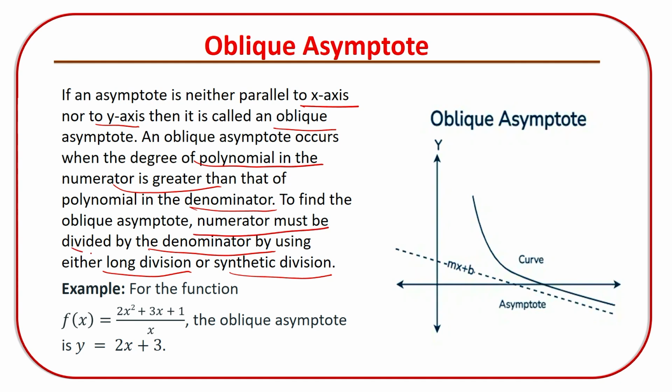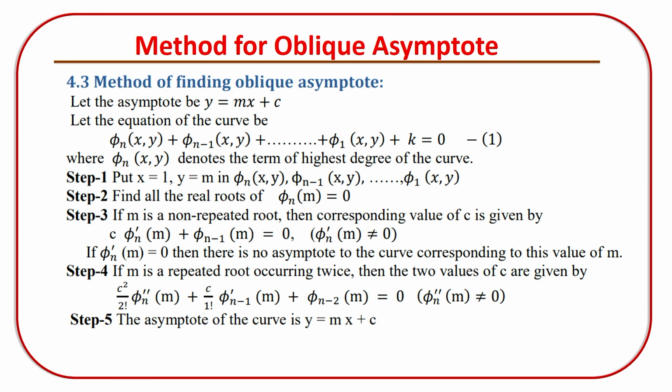The numerator must be divided by the denominator firstly, either by long division and so on. So, when the degree of the polynomial in the numerator is greater than that of the polynomial in the denominator, then we have to divide the numerator by the denominator, and once we have done that, that will be your answer. Here, 2x square plus 3x plus 1 divided by x. So, divide by x from here and it will give you y equal to 2x plus 3 as an oblique asymptote, right. So, what is the method to obtain the oblique asymptote for a given function?